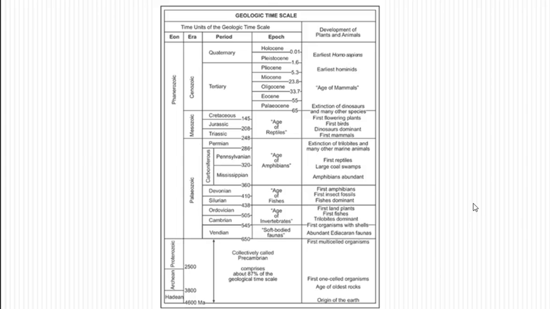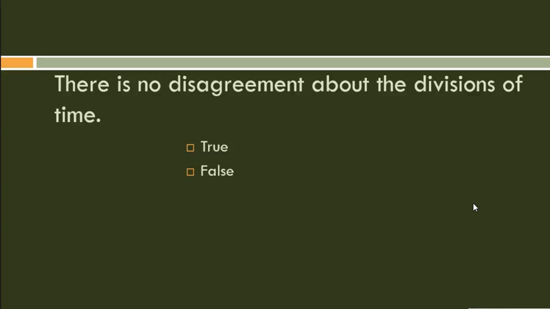Fish can also mean like 5 fish. But when we say fishes, we're talking about multiple species of fish. Yeah, multiple groups. Okay, so here's your first question. There's no disagreement about the divisions of time. That is totally false. We just saw an example of that.